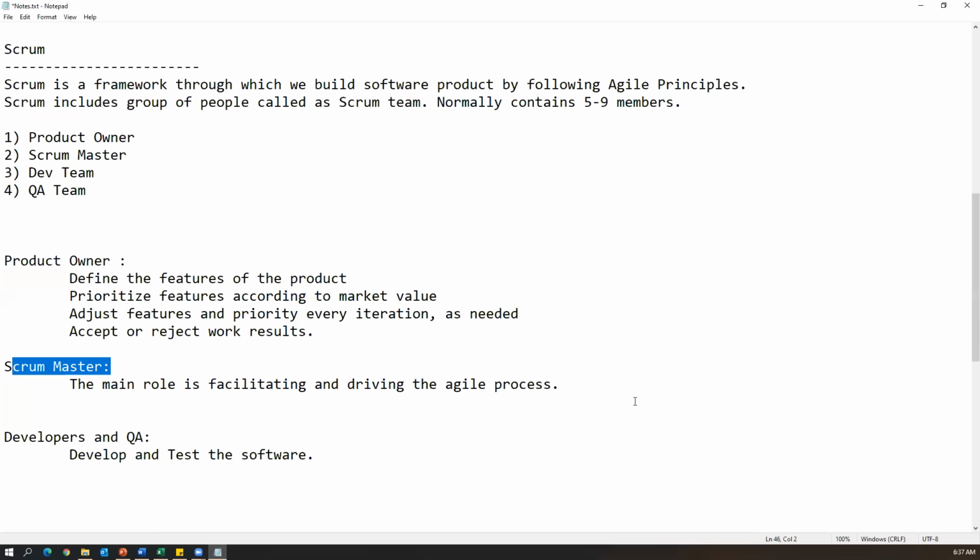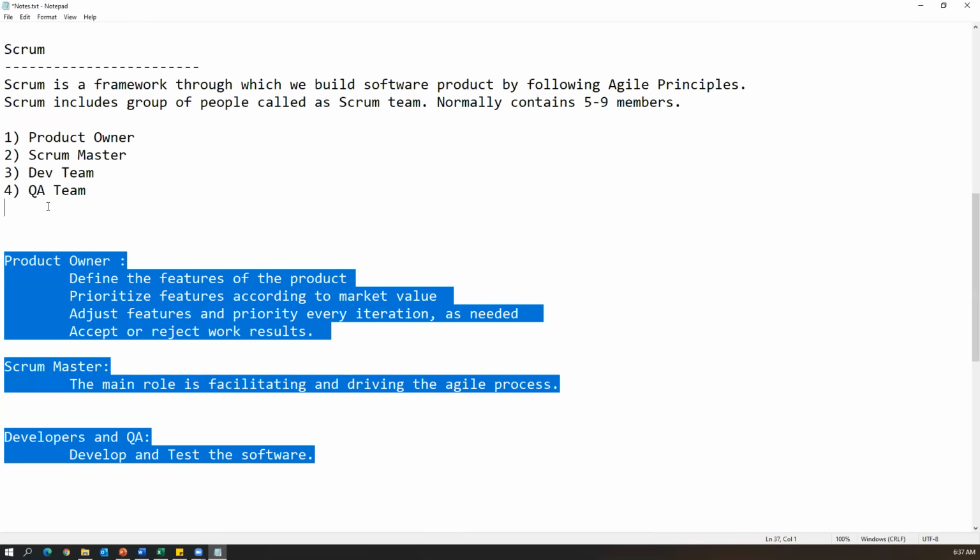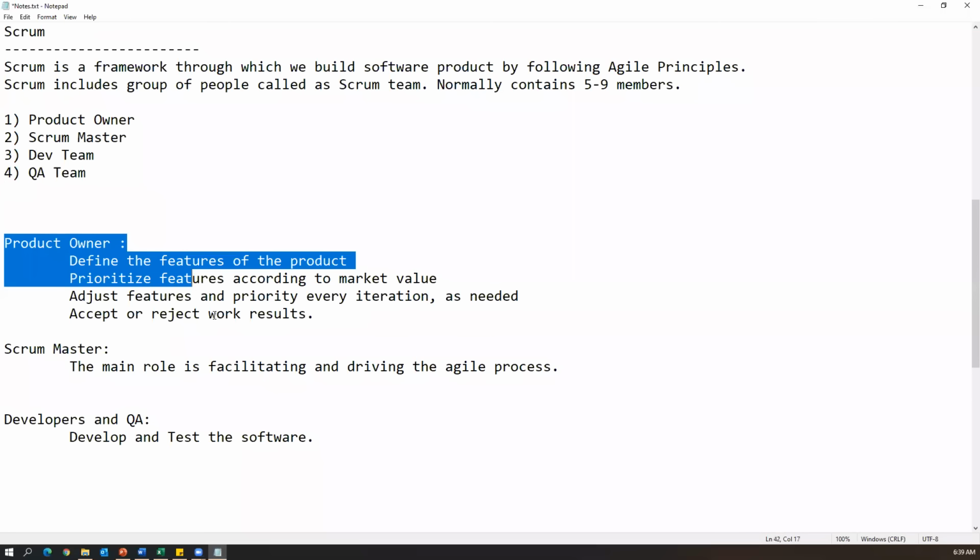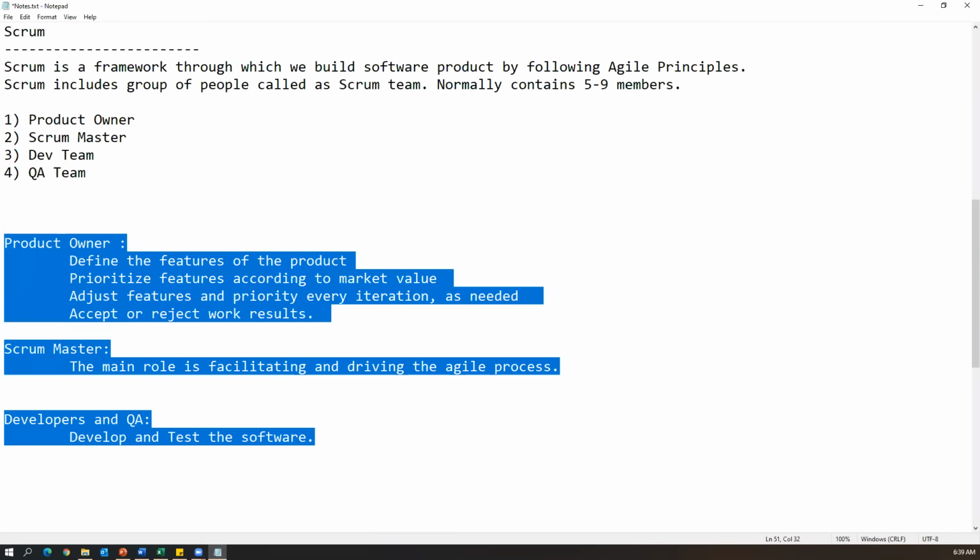Scrum master, and developers and QA. Normally they will develop the software and test the software. So these are the main roles which we have in the agile scrum process. Okay, these are the different roles we can see in the scrum process.